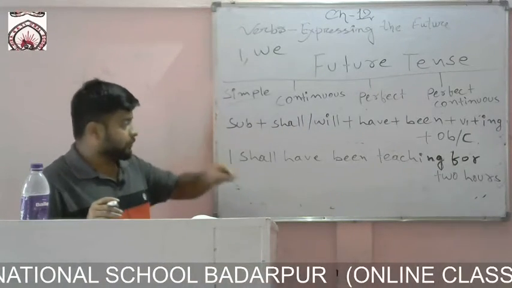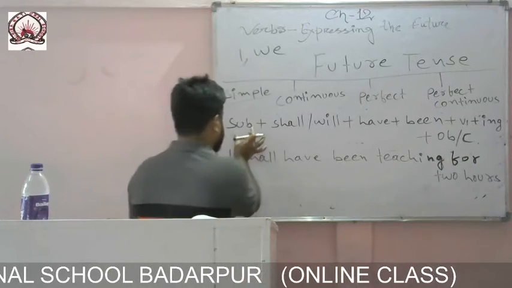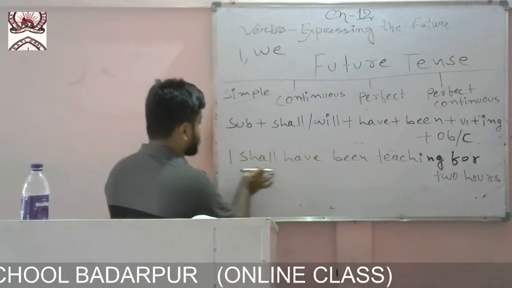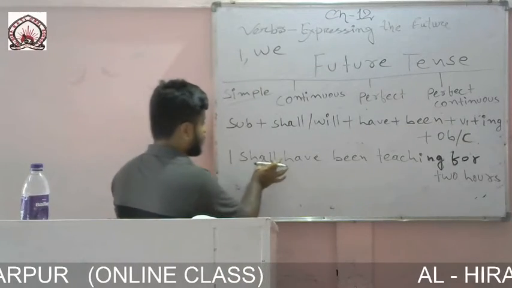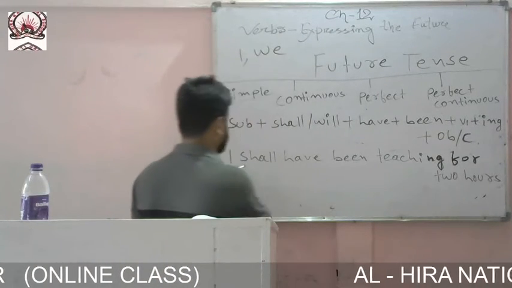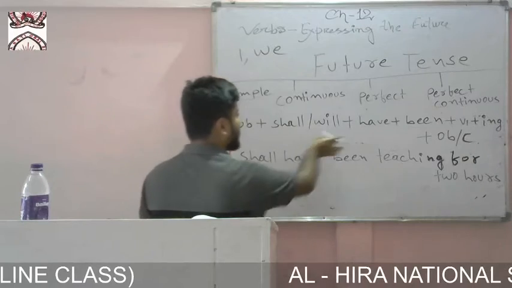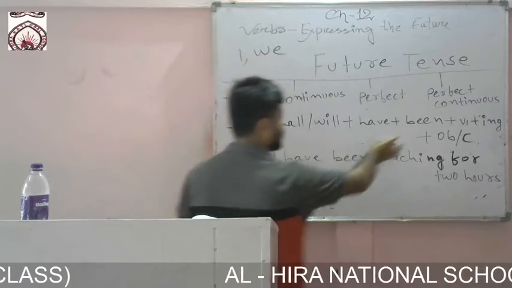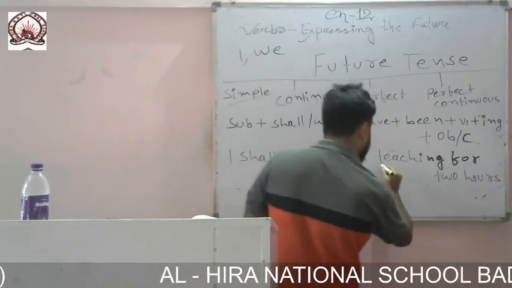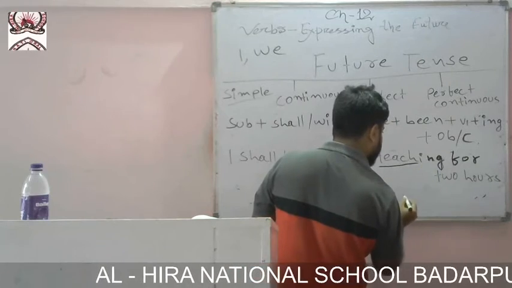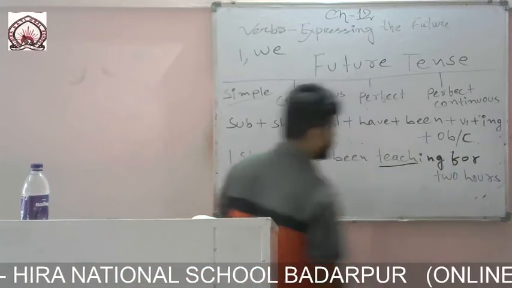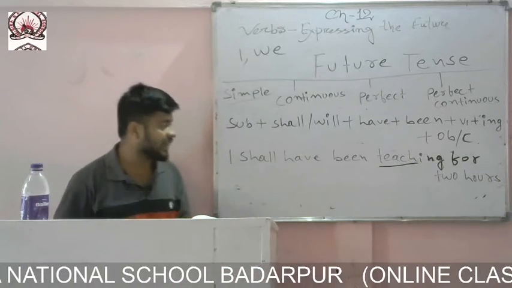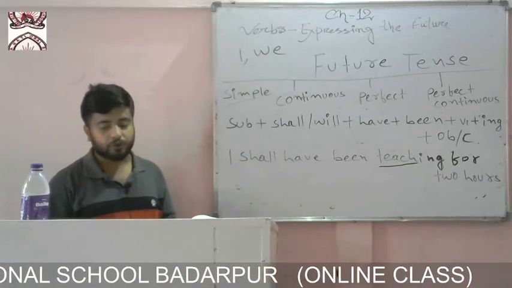Now look at the formation and look at this sentence. Subject, I is the subject. Shall, that means with first person singular and plural we have to use shall. Then have, according to the formation. Then been, then verb 1, teach, in first form, then ing, then object or complement. I shall have been teaching for 2 hours.